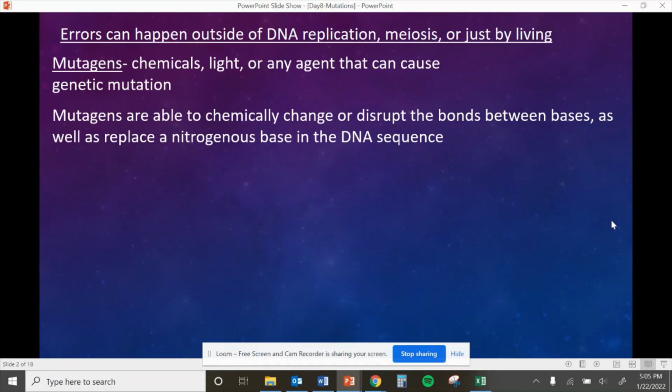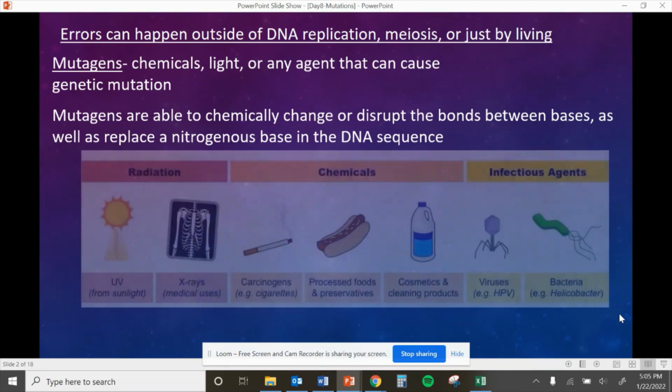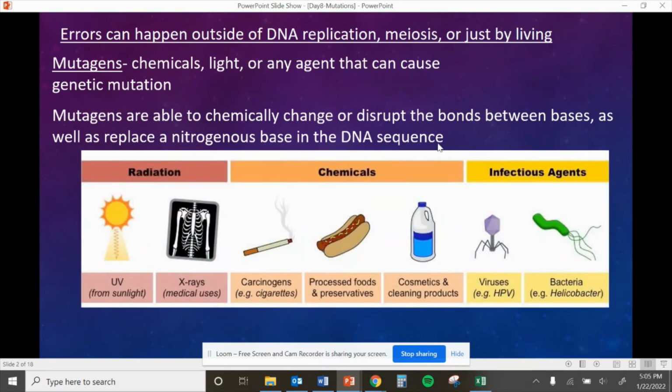Mutagens are able to chemically change or disrupt the bonds between those bases, and then they're going to replace a nitrogenous base in the DNA sequence. So it's causing a change in the sequence of the DNA. Here again is an overview of the things that can cause these. These are mutagens: radiation from the sun or X-rays. That's why it's important to wear sun protection, and also to not take a lot of X-rays.